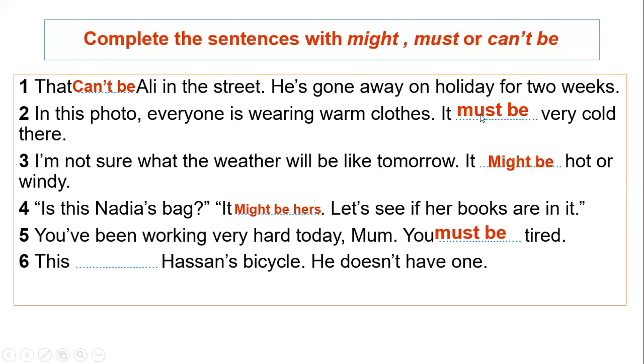نستخدم must be لما نكون متأكدين بنسبة 100% إن الشيء صحيح. can't be لما نكون متأكدين إن الشيء 100% إن الشيء غير صحيح. might be لما نكون غير متأكدين. Sentence number 6. This something Hassan's bicycle. He doesn't have one. Because Hassan doesn't have one, the answer is can't be. إن حسن ما عندوش أصلا دراجة، لذلك نستخدم can't be لأننا متأكدين بأن هذه ليست دراجة حسن.